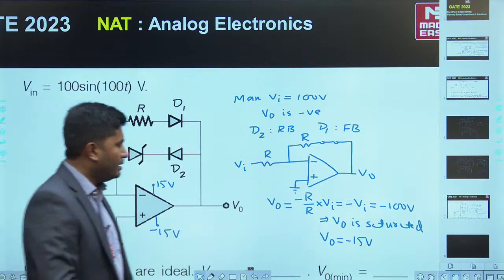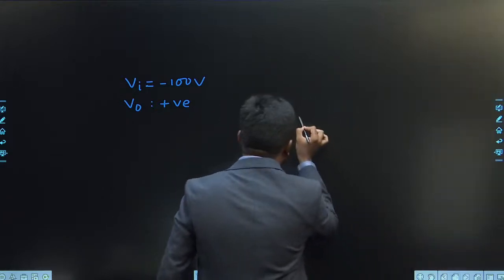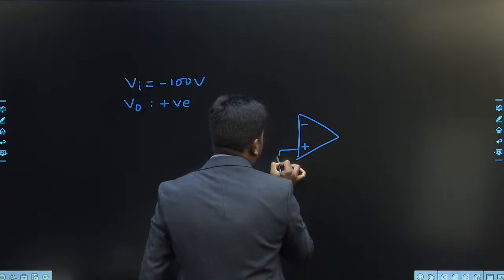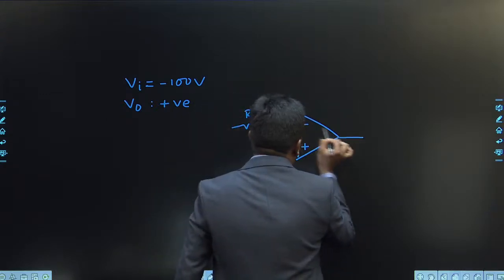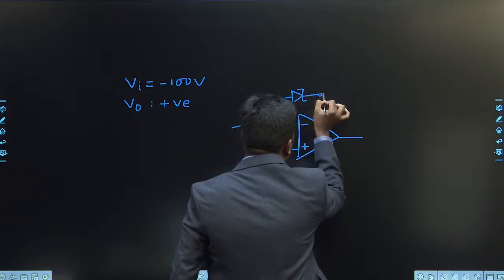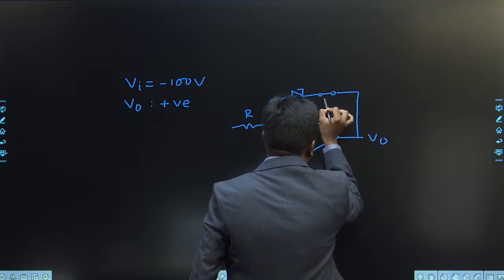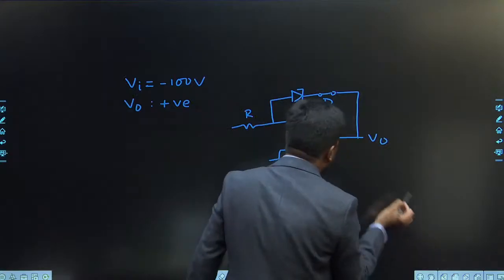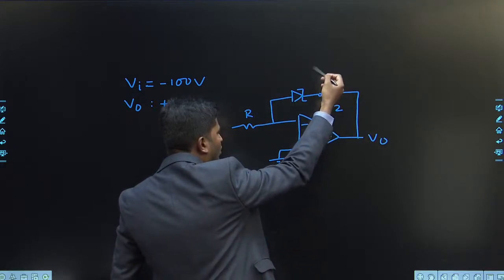Let me just redraw the circuit here. The circuit will look like this. This is resistor R. Now we have here a Zener diode, and this diode we are taking as on. This is your normal diode. We have named it as diode D2. So this diode D2 is in on condition here, and D1 is in off condition.